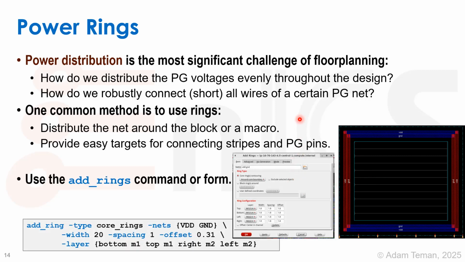Okay, so how do we do that? We use the add rings command or the add rings form. There are all these options to make the ring. So add ring minus type core ring. That's going to make the ring like this, because we could be making rings, for example, around some sort of an SRAM macro or something like that. Which nets we're going to be making, what the width of the rings is, what the spacing between them is, the offset from the side, what metals to use for the bottom, top, right, and left, or we can define it within this form over here.